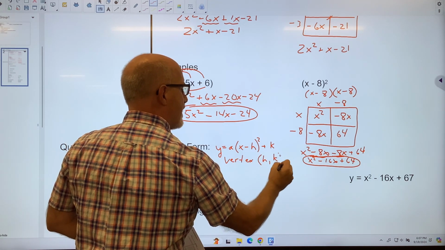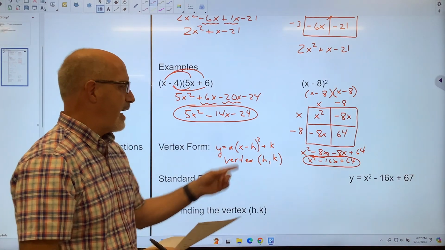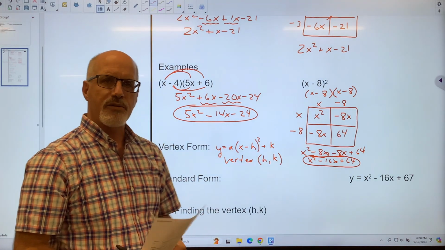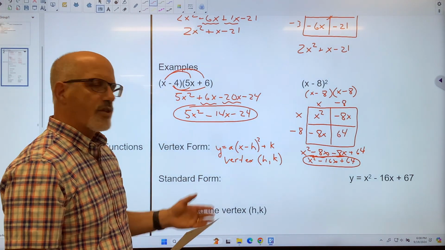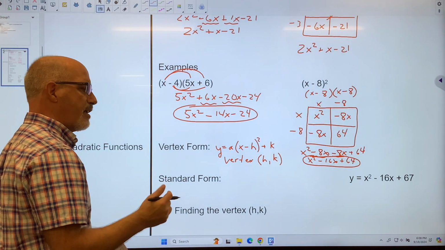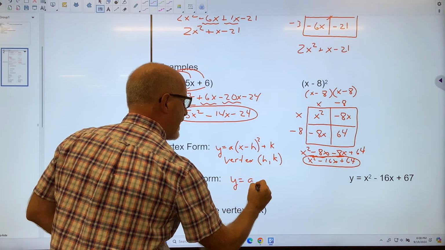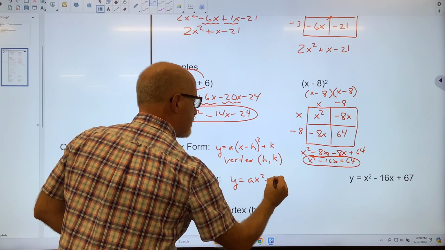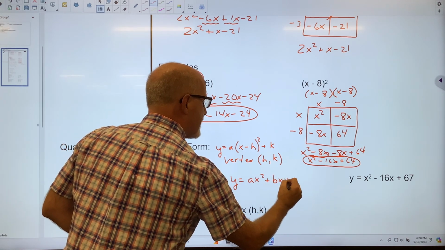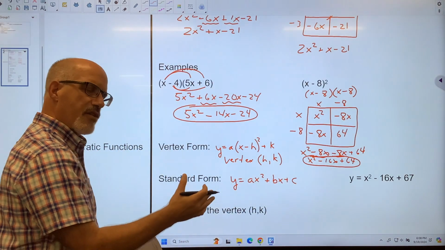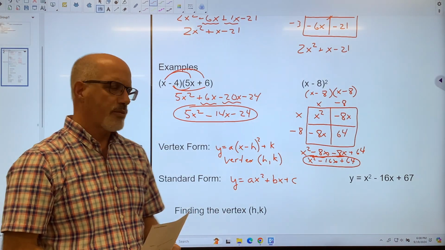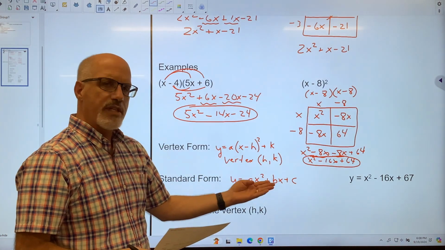The opposite of what's inside and the same as the number outside. Now we're going to use what's called standard form next. Standard form is where you have y equals ax squared plus bx plus c. This is a more standard form of looking at a quadratic. That's what we'll use most of the time.